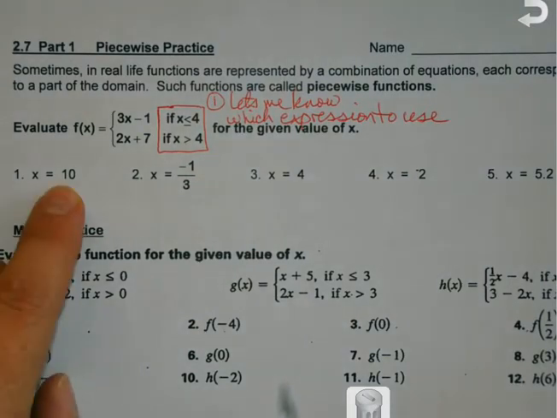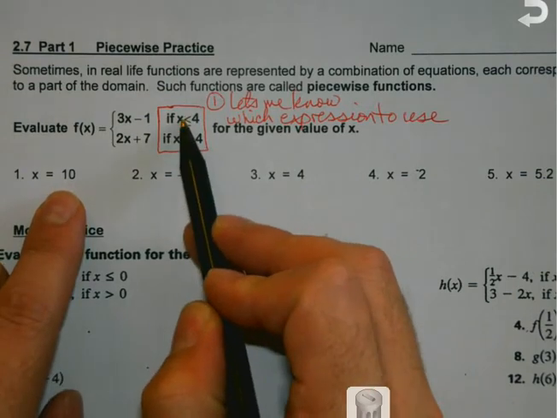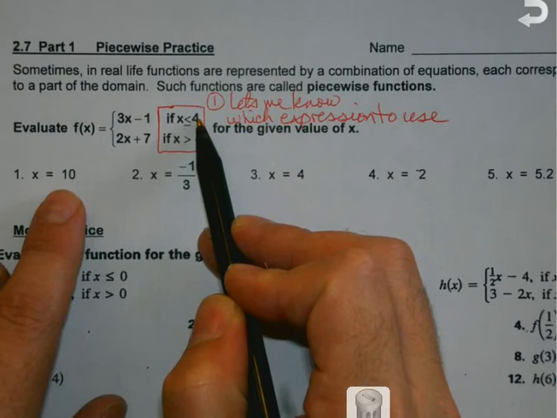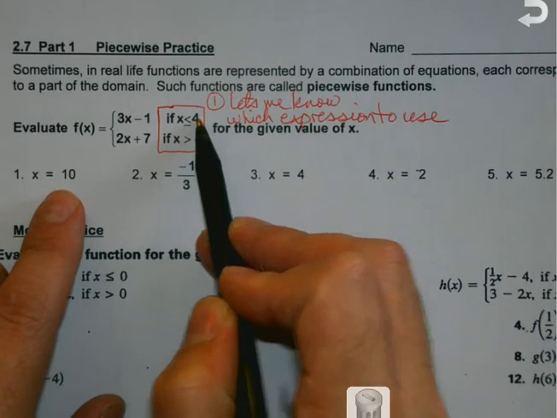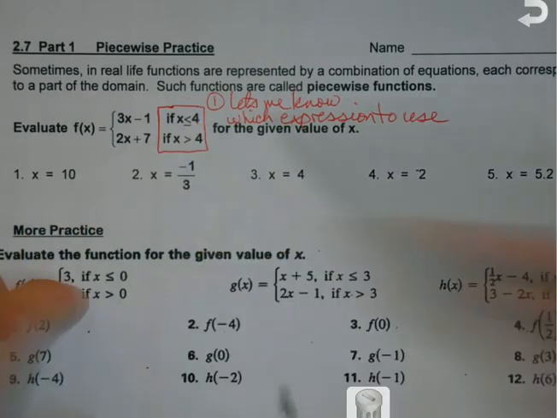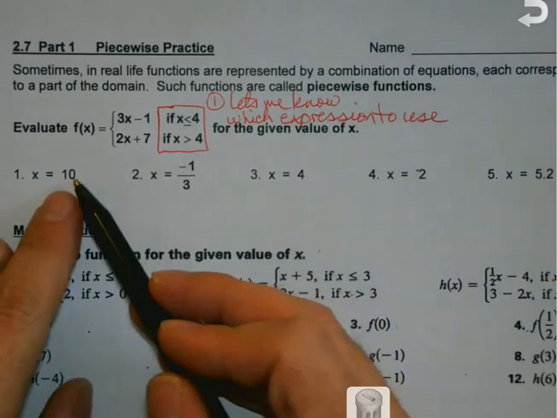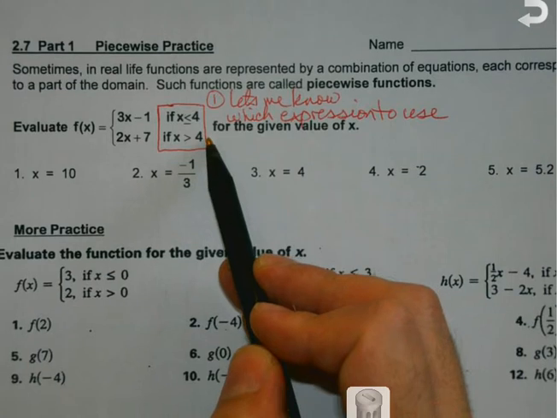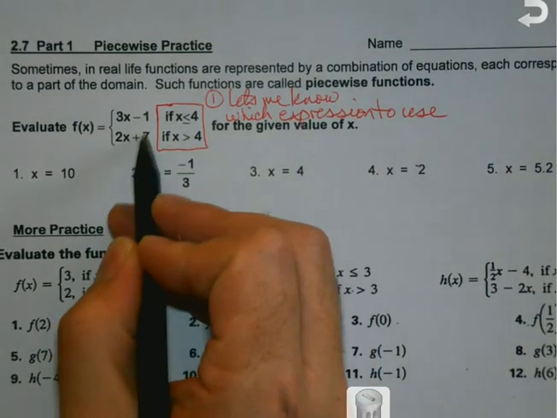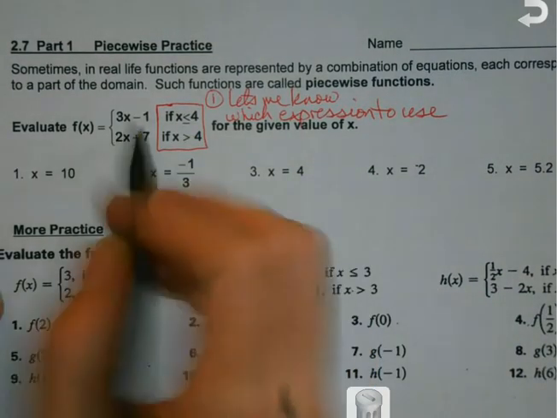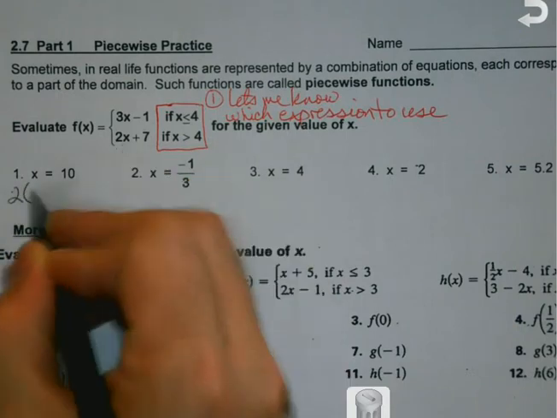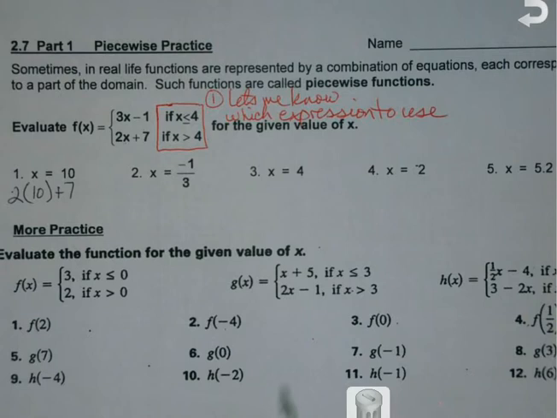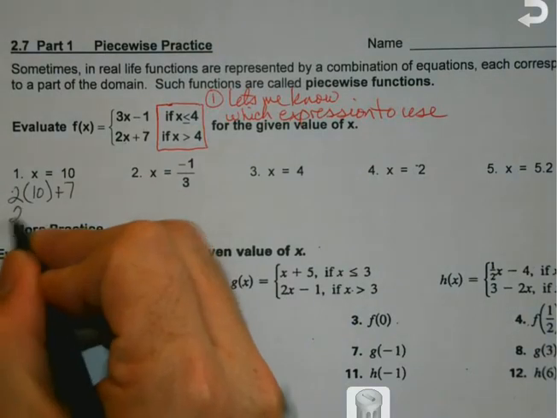So for instance here, if I take my 10 and I plug it into the top one, is 10 less than or equal to 4? No, 10 isn't less than 4. But is 10 greater than 4? Yeah, it sure is. So when you're doing that, that tells me this is the expression I'm going to use. So all I'm going to do is take this and plug the x value into it. And then, of course, simplify it and find the answer.